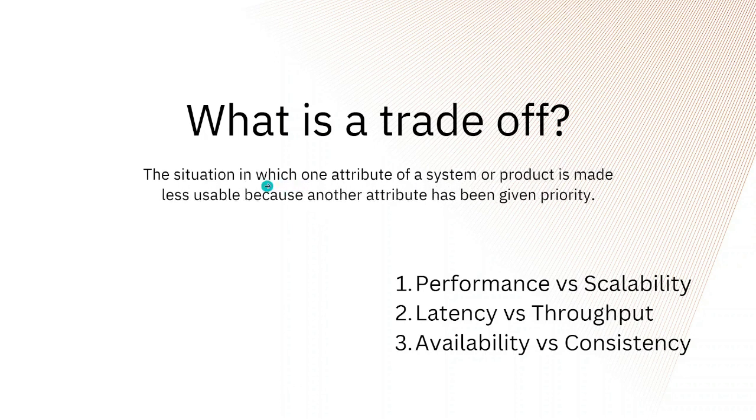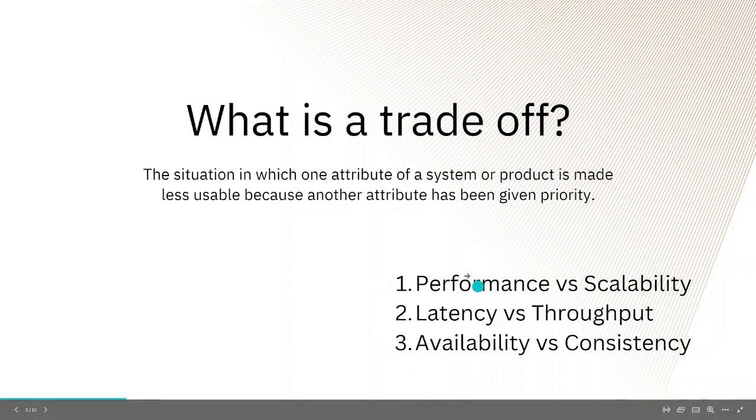As per the definition, a trade-off is a situation in which one attribute of a system or product is made less usable because another attribute has been given more priority. So what it means is, if we have two options, we have to prioritize one option over the other because we have some reasons. We cannot keep both of the options along. We'll have to decide between one of them.